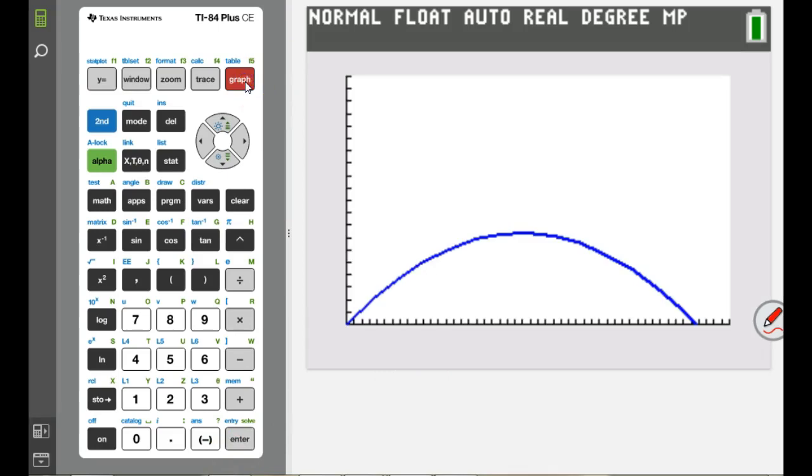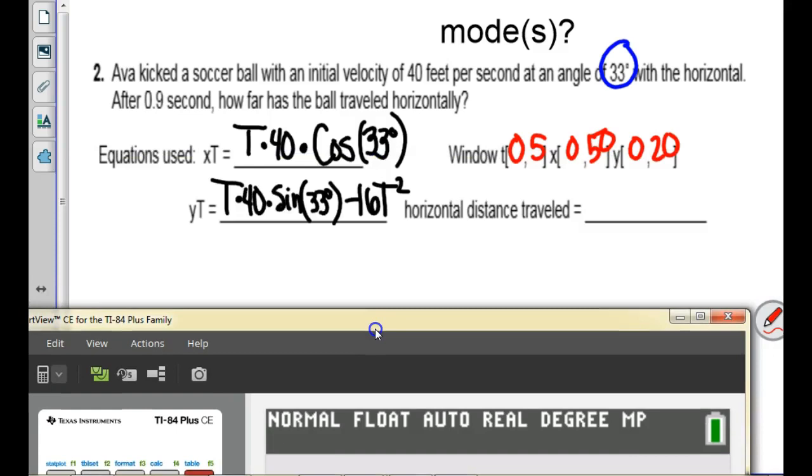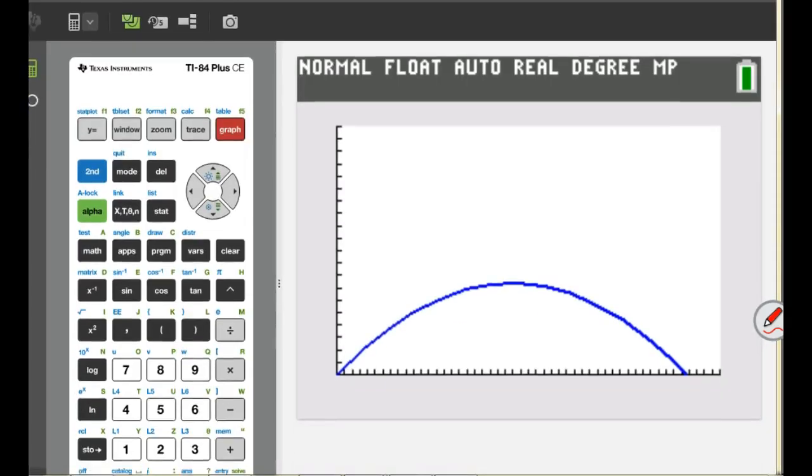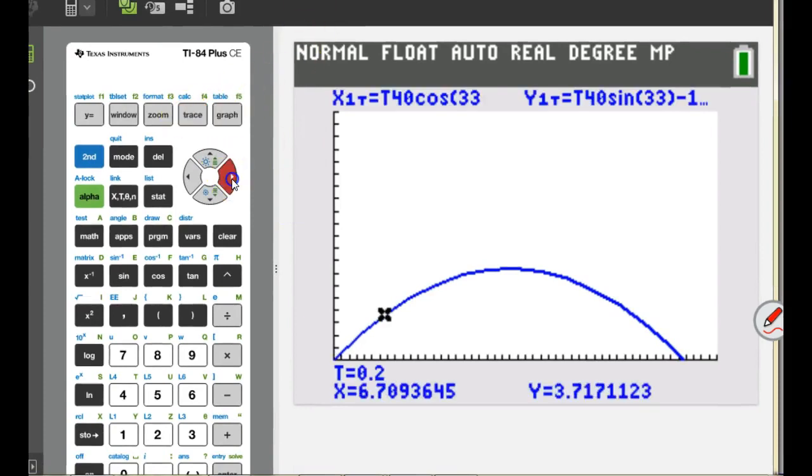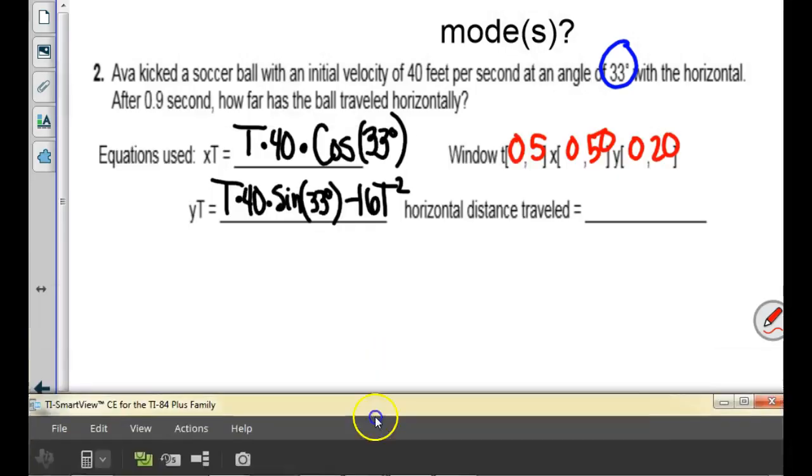Did you get it to work? Okay. The question on the quiz says, what is the horizontal distance traveled after 0.9 seconds? Do you see that up here, guys? So if we go out to exactly 0.9, so we can trace or just type in a value at 0.9, how far horizontally has the ball traveled? Yes, 30.2.